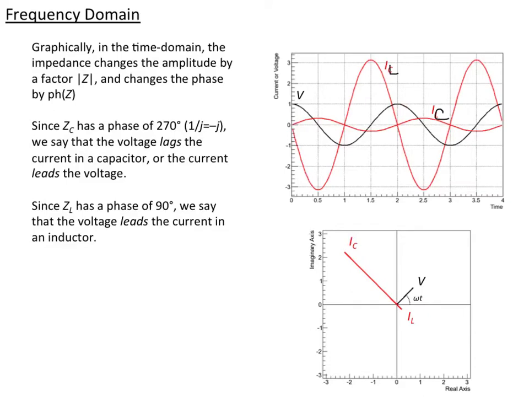We can plot all these on the complex plane, so at some given time the voltage has a value like this. It's sweeping around in a circle, and ahead of it is the inductor, and behind it is the capacitor. And so we can plot all those things.